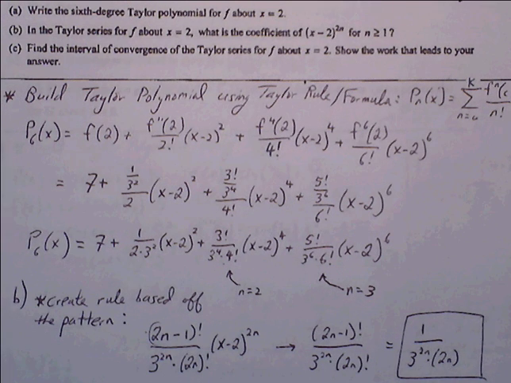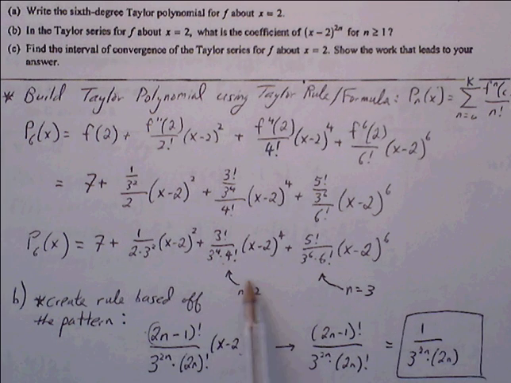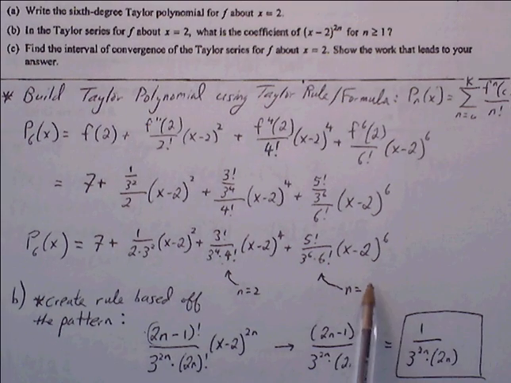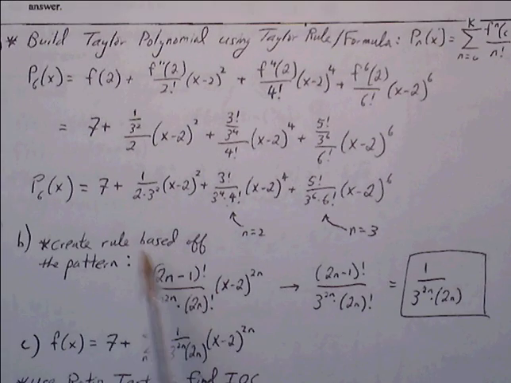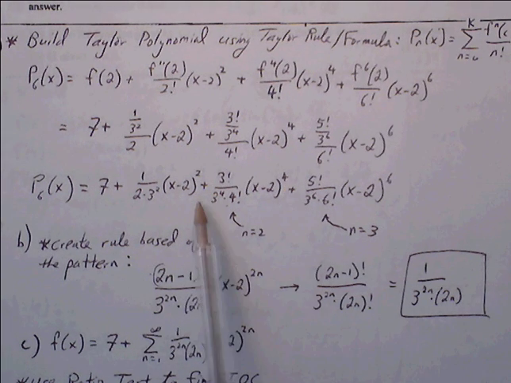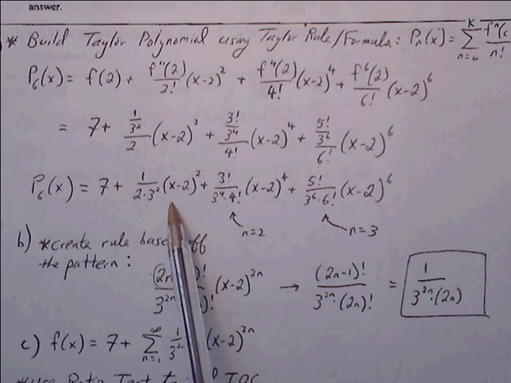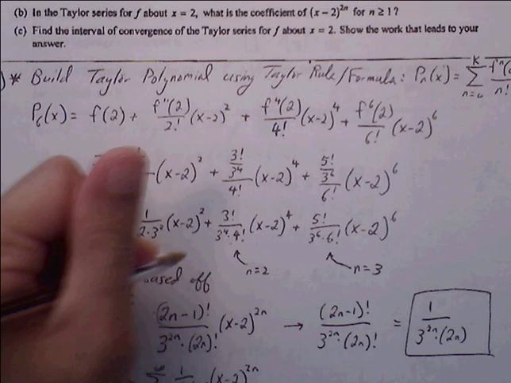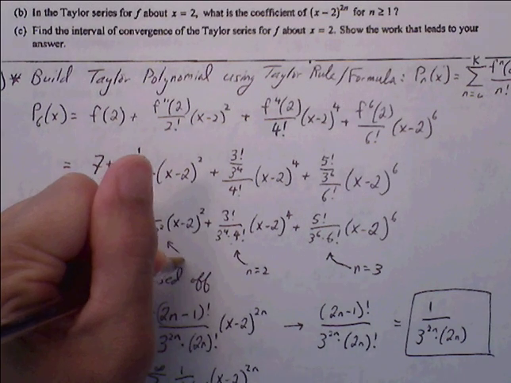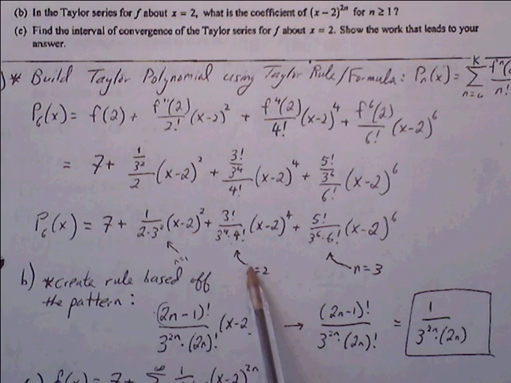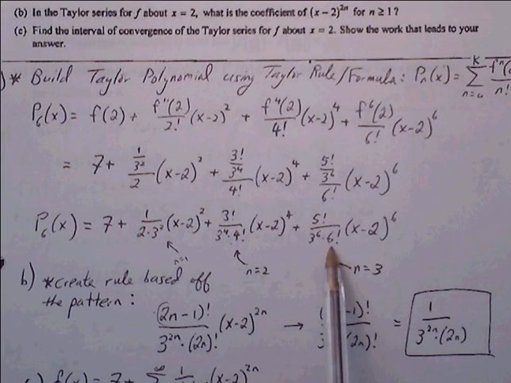Now, for part B, it says, in the Taylor series for f about x equals 2, what is the coefficient of x minus 2 to the 2n for n greater than or equal to 1? So we're trying to figure out a rule that represents the coefficient in front of the x variable. So we need to create a rule based off of the pattern that we see. This is for n greater than or equal to 1, so this represents n equals 1. When we plug 1 into this expression, we need to get this in return. We plug 2, we get this in return. If we plug 3 in for n, we get this in return.